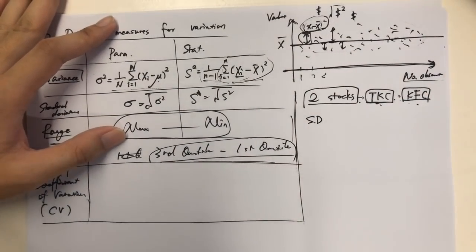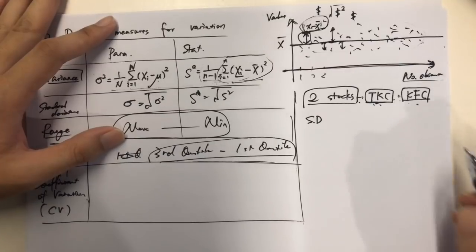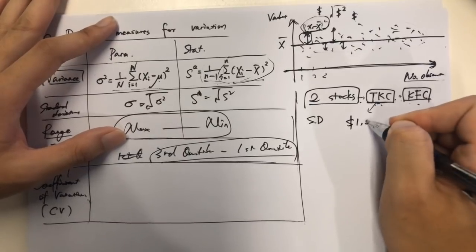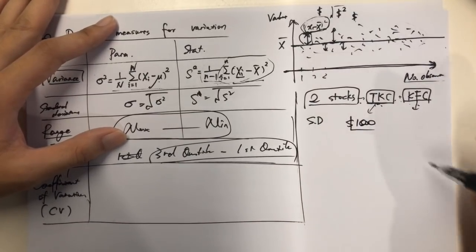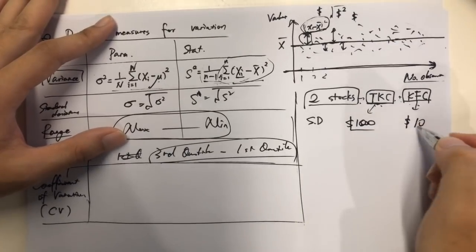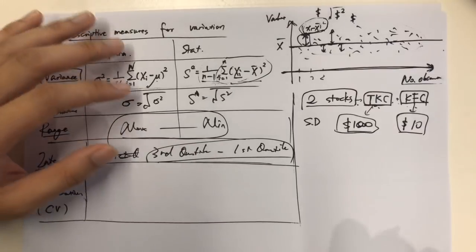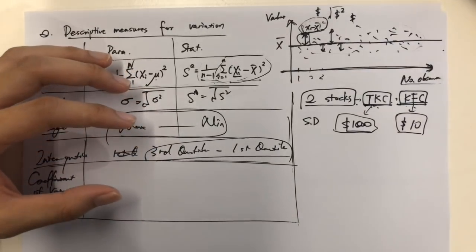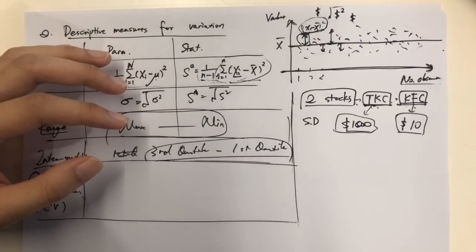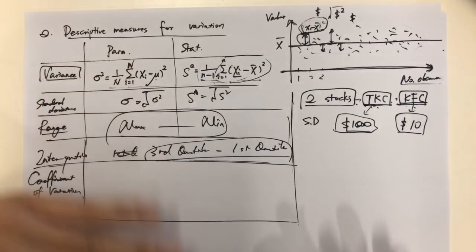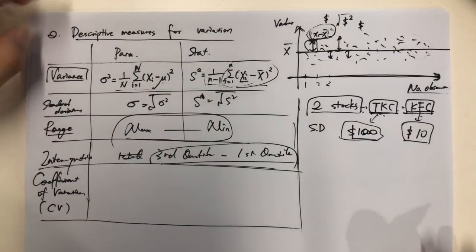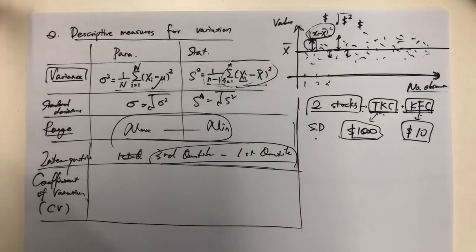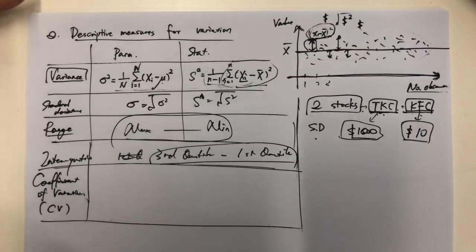So there are two stocks, all right? So the standard deviation of those two stocks can be, well, for Tony's Kitchen, the standard deviation is $100, okay? And for Korean fried chicken, the standard deviation is $10. So simply from the standard deviation, can we say that Tony's Kitchen is riskier than Korean fried chicken? What do you think? Which one is riskier? Or which of the stock is more volatile? Can we directly tell it from standard deviation? Someone say yes, someone say no. Okay, so what should be the answer?